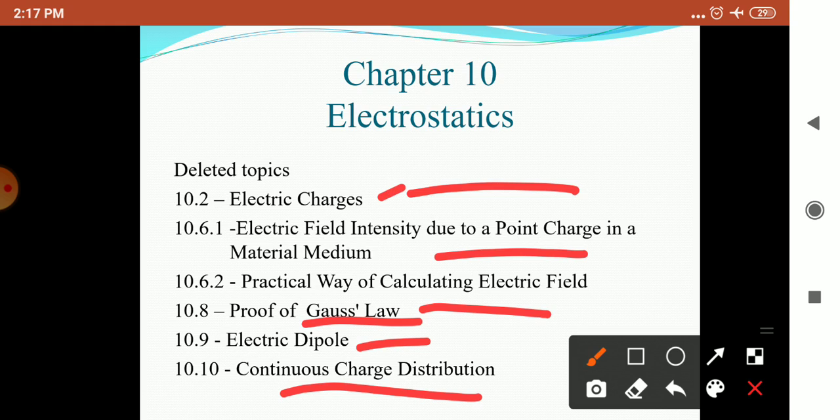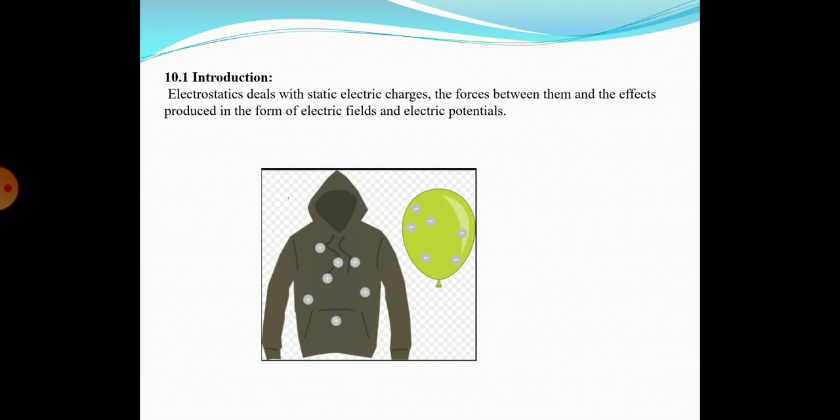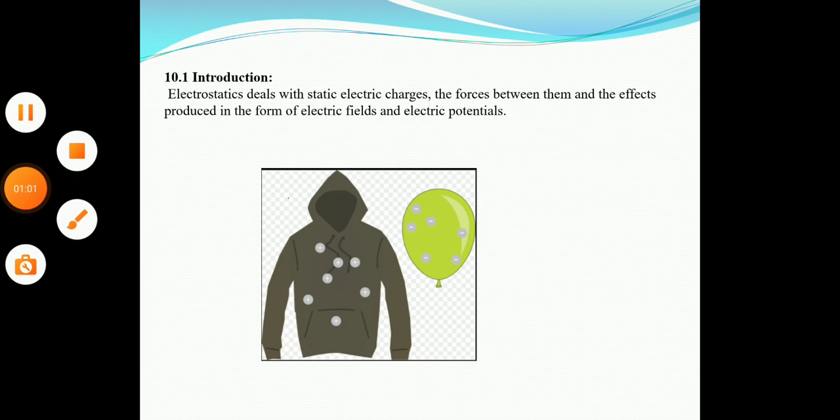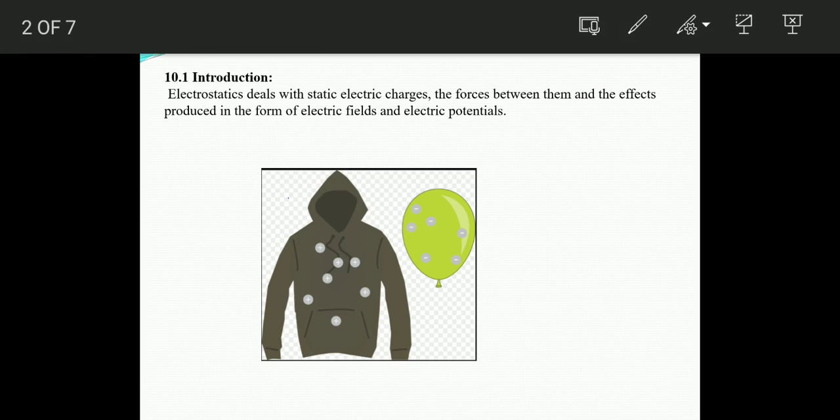Actually, these topics, like electric charges, you have studied in previous standards, so you are aware of them, but just go through them, read them once, so your concepts will become clear. So further, let's start with electrostatics.